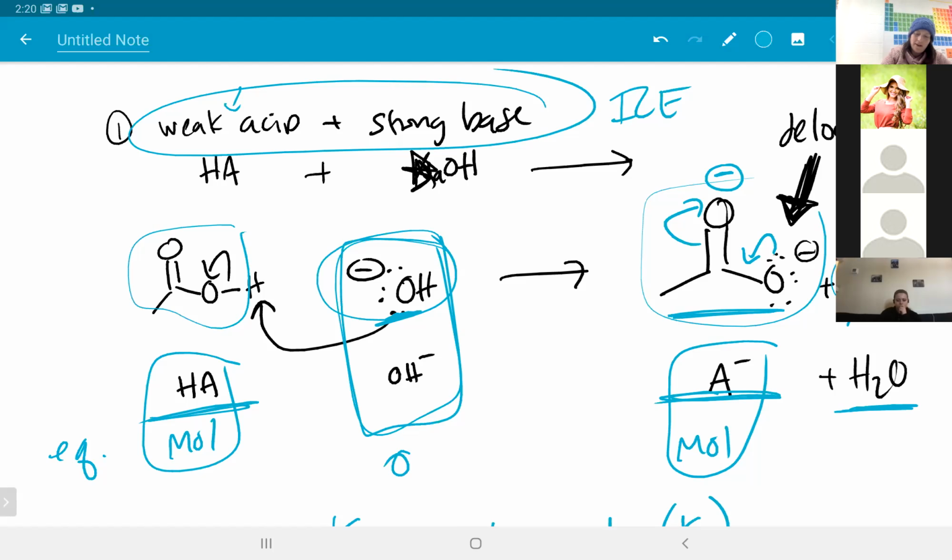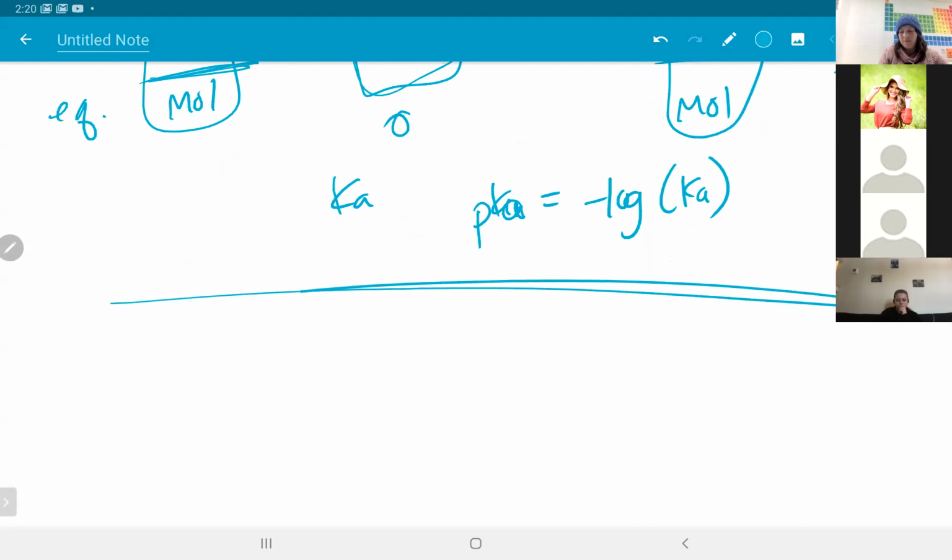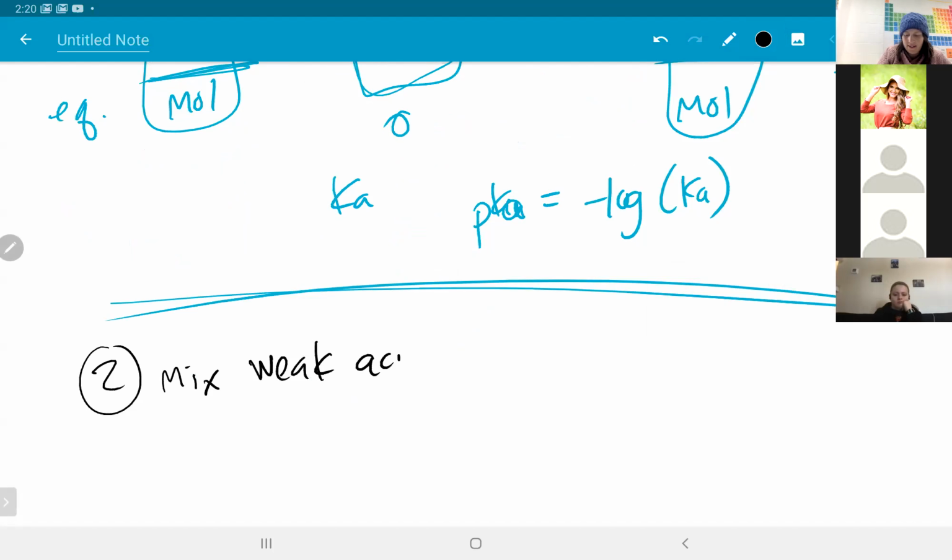Okay, so the second type of acid-base question that you might come across is if you mix a weak acid with its conjugate base.